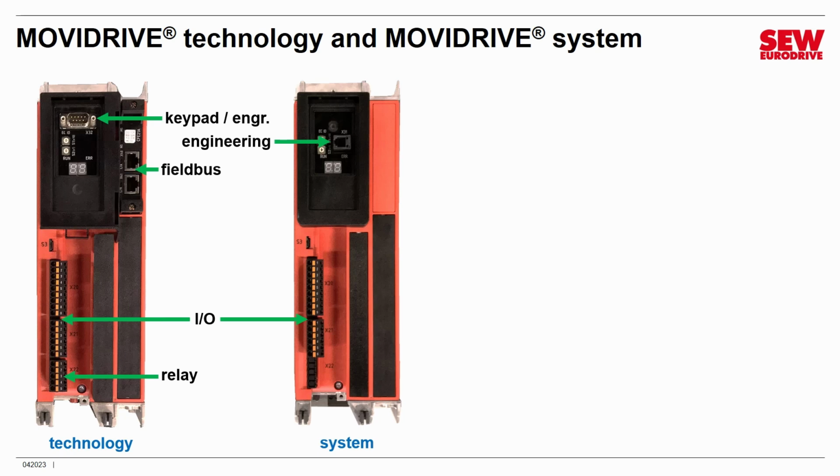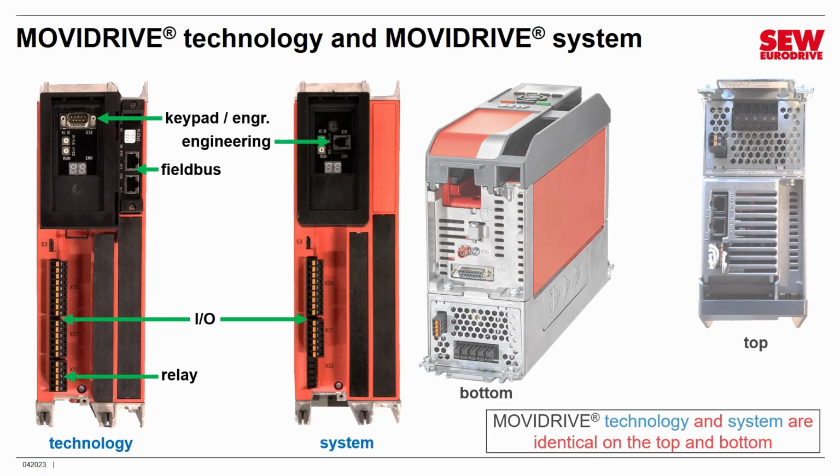Those black covers, by the way, are the expansion slots where you can put in cards. They come in 2 different sizes. Some cards are bigger than others. So 2 expansion slots. Now, the top and bottom are identical on MOVI Drive Technology and Systems, so let's do a quick tour of the connections.